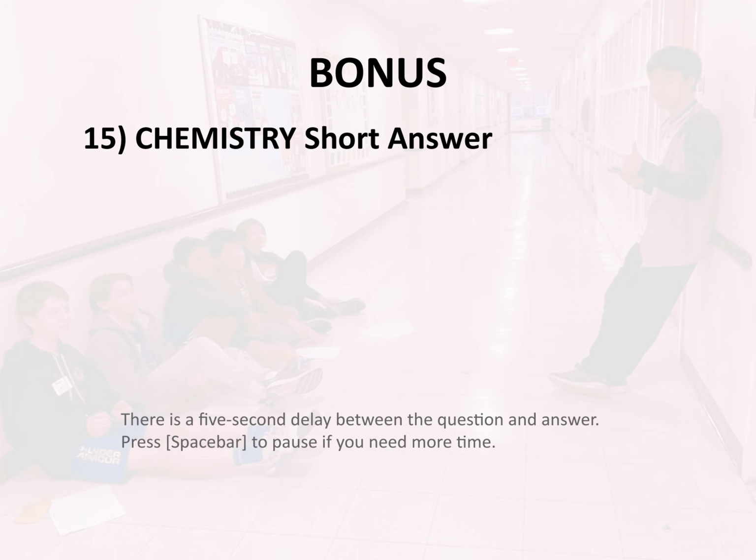Bonus 15. Chemistry. Short answer. In a standard cell, a zinc electrode placed in a 1 molar Zn2+ solution is connected to a nickel electrode placed in a 1 molar Ni2+ solution. The two solutions are connected with a salt bridge. The standard reduction potential of Zn2+ is negative 0.76 volts. If the standard electromotive force of this cell is plus 0.48 volts, what is the standard reduction potential of Ni2+ in volts?